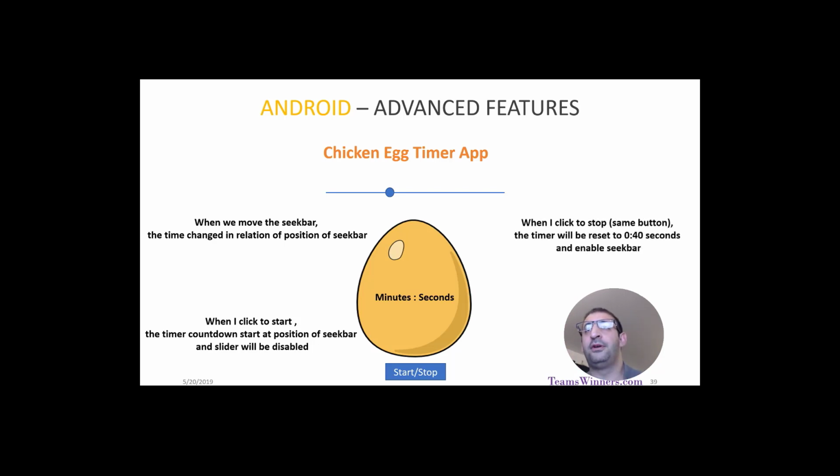The third constraint is when I click the stop button, the timer will be reset to, for example, 40 seconds, and I enable the seekbar again. And finally, when the countdown is finished, I just play the sound and change the image, and also I reset the value of the seekbar to 40 seconds, and I will enable it again.